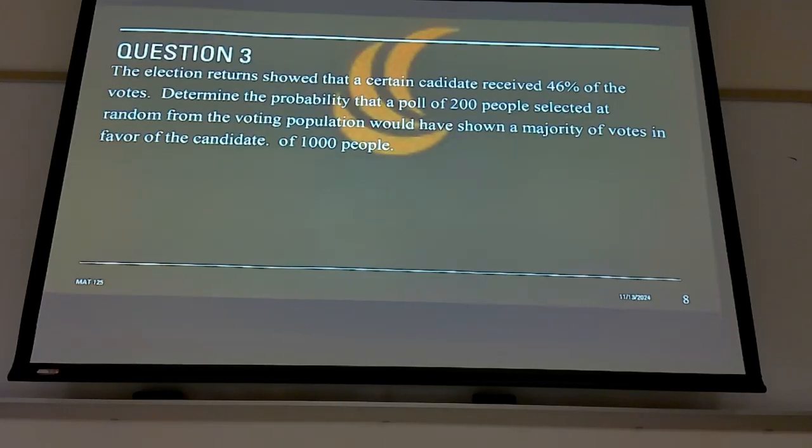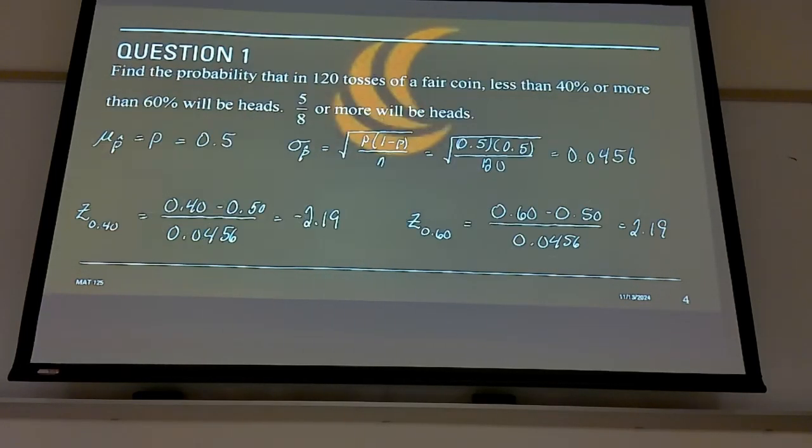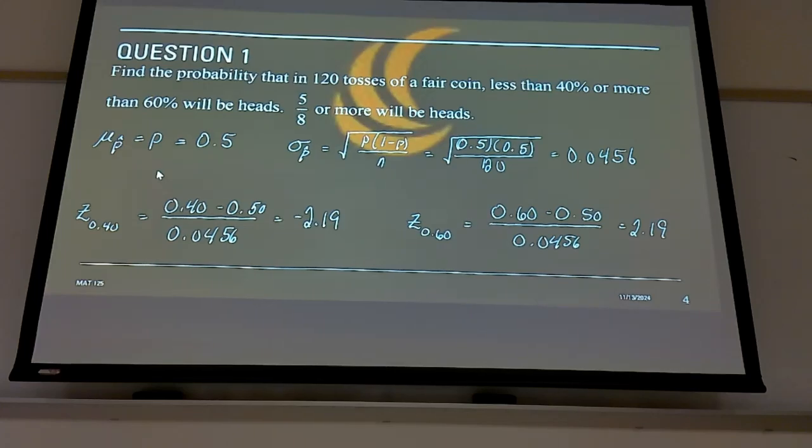Actually, what I have not been doing is checking, even though the conditions are clearly satisfied, whether we can actually use this. There has to be a condition: n times p and n times 1 minus p both have to be no less than 10. Well, here, half of 120 is 60, so that clearly satisfies it.